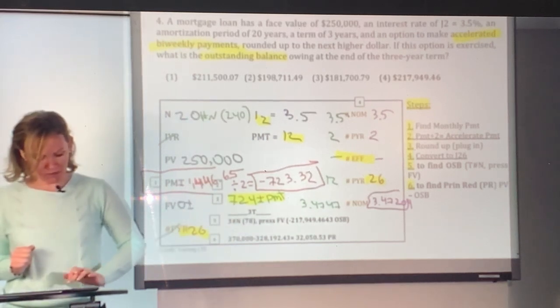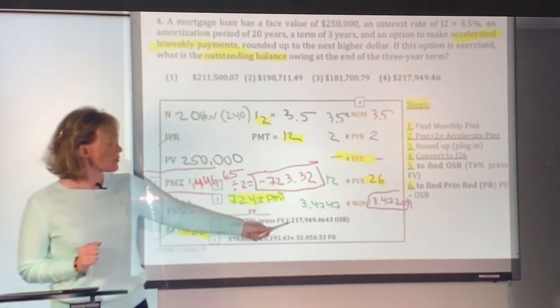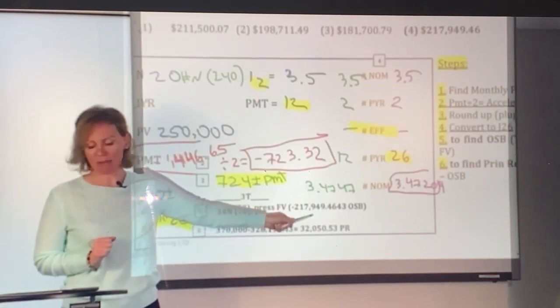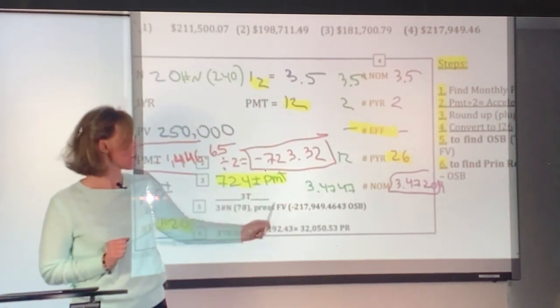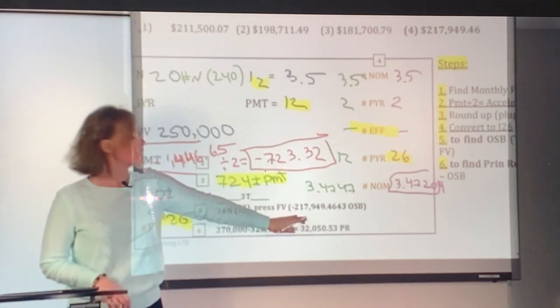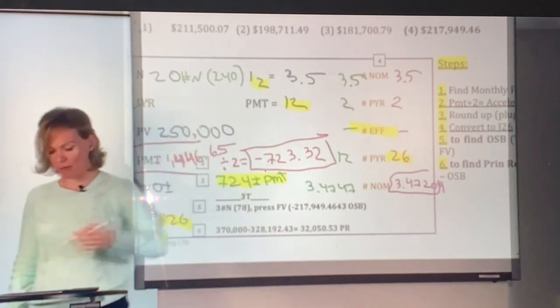So let me do that. 3 shift N, 78. Press future value. Mine came up to the same number. So negative 217,949.46 something, right? So is that what you got? If they were looking for the outstanding balance, you would be completely done. Okay, so that would be the answer in here. You would look back at the answers and say, okay, option 4 is the one that I'm looking for.